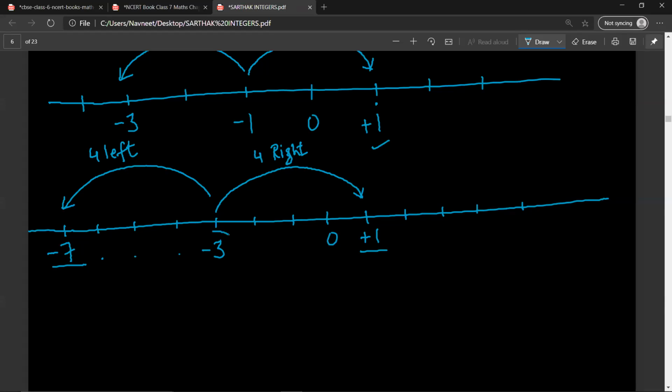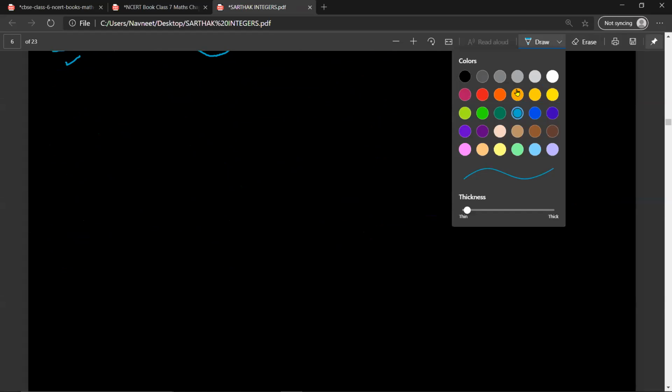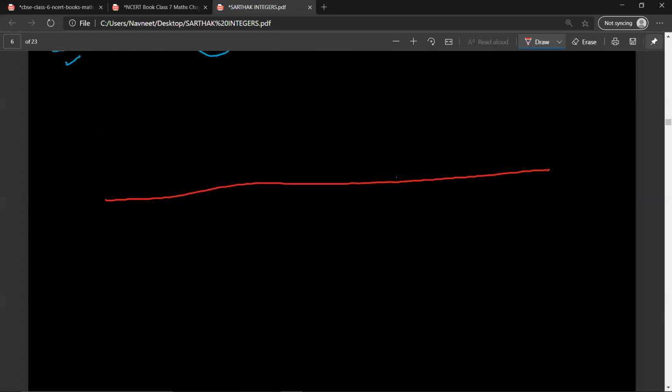See, -3. If I go 4 right, I reach here. But if I go 4 left, I reach here. Is there any confusion? No, sir. Let's take another example so that this confusion doesn't arise again.